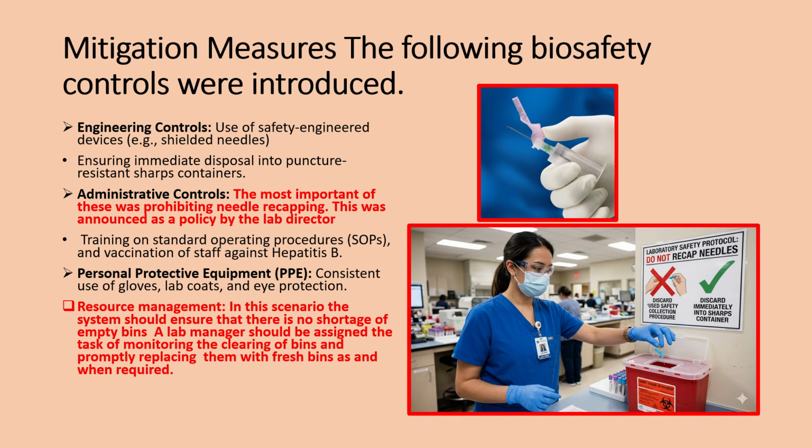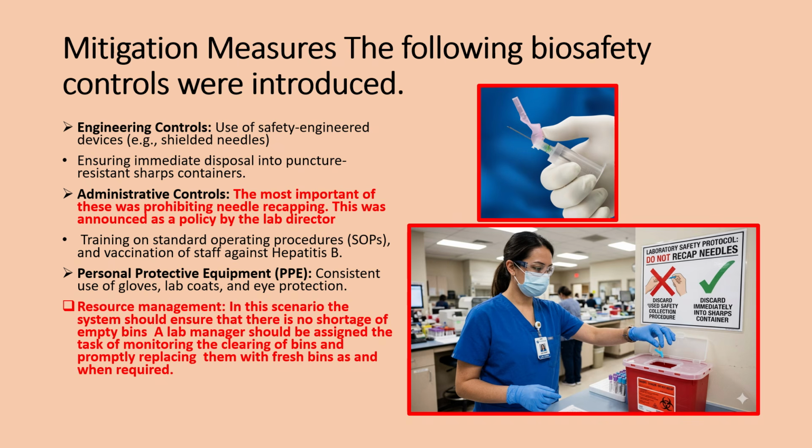First, engineering controls. Use of safety engineered devices, example shielded needles. Ensuring immediate disposal into puncture resistant sharps containers. Then we have administrative controls. The most important of these was prohibiting needle recapping. This was announced as a policy by the lab director. Training on standard operating procedures and vaccination of staff against hepatitis B.